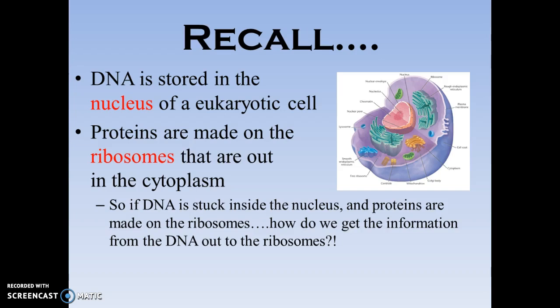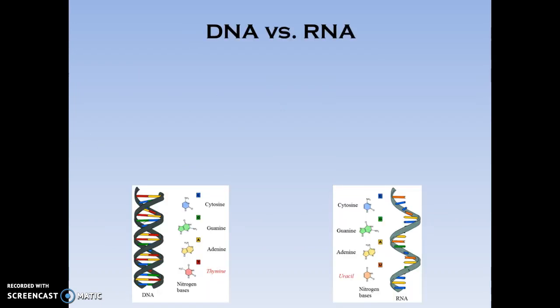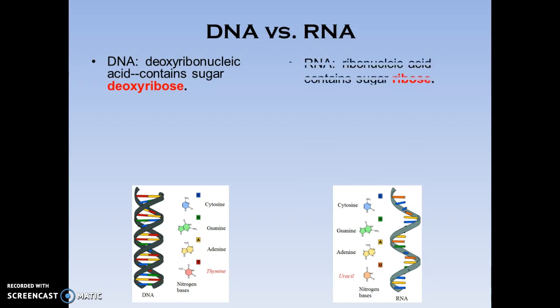The key player that's going to help communicate these messages from the nucleus out to the ribosomes is what I like to think of as DNA's helper cousin, RNA. DNA, remember, is deoxyribonucleic acid. So its sugar is deoxyribose. On the other hand, its helper cousin, RNA, has a sugar called ribose instead. So its letters stand for ribonucleic acid. It's still made up of nucleotides. Its sugar is just a little bit different.